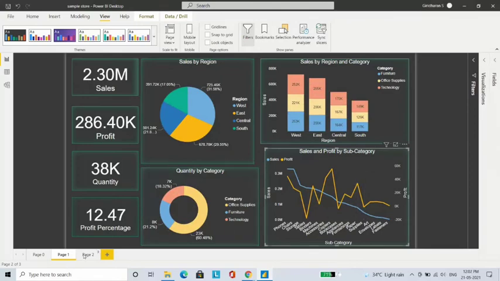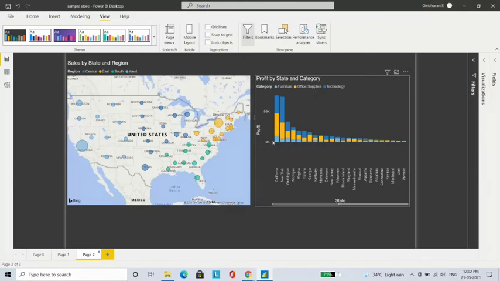Finally, let's break down the profit and sales by states. California and New York have the highest sales and profit. States such as Texas, Pennsylvania, and Florida are in loss.